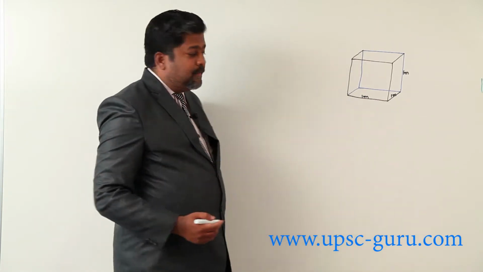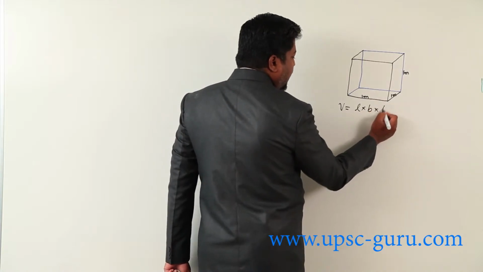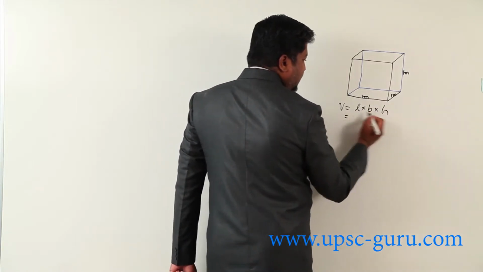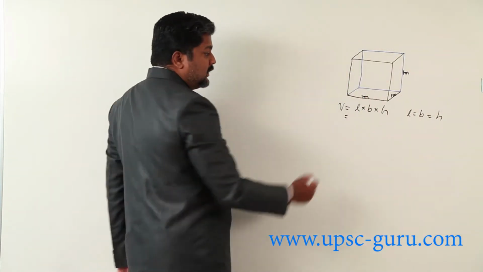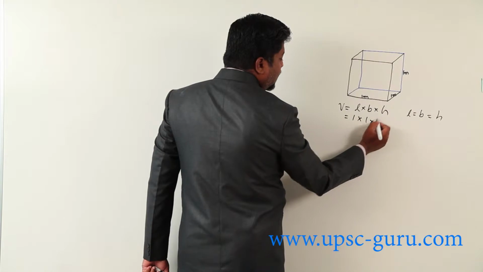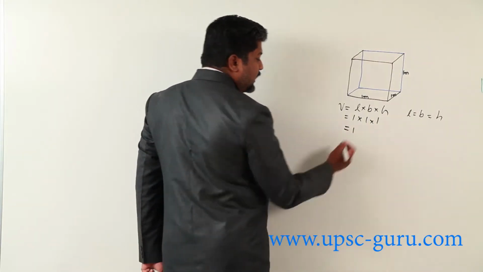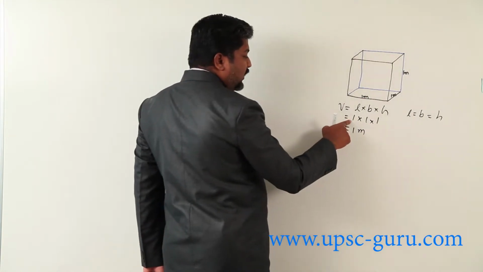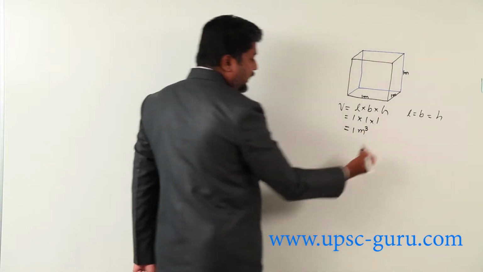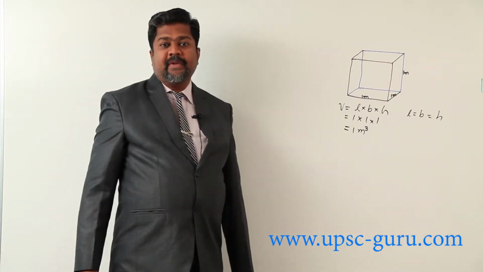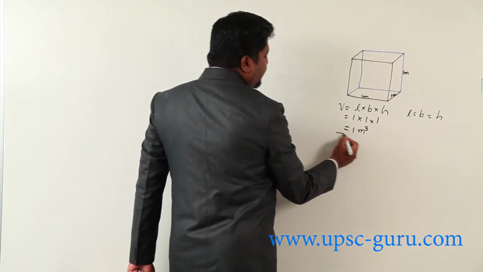So what is the volume? Volume of a cube equals length into breadth into height. For a cube, the condition is that length equals breadth equals height. That's why everything is 1, 1, 1. So the volume here is 1 into 1 into 1, which gives 1. Whereas this is length 1 meter, breadth 1 meter, and height 1 meter, so meter into meter into meter. I should say this is cubic meter. So the volume of this cube is 1 meter cube.